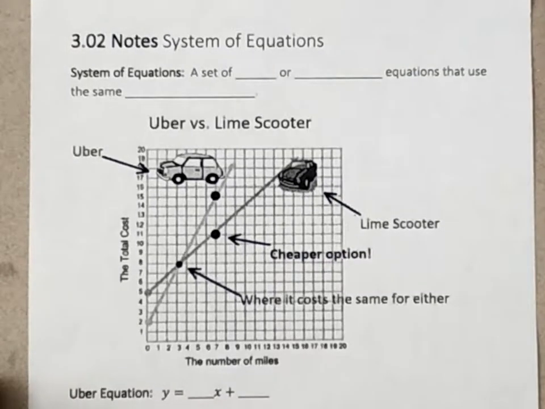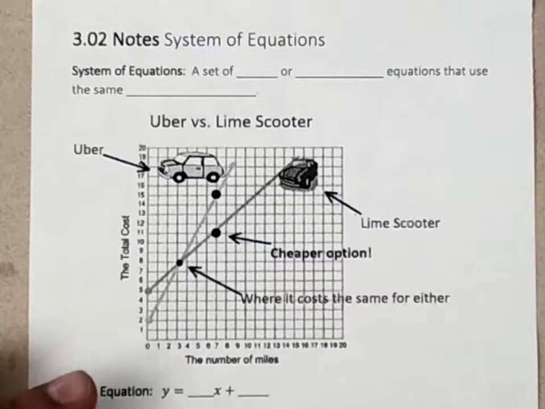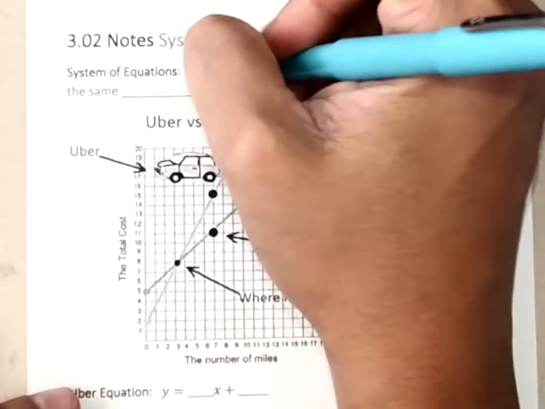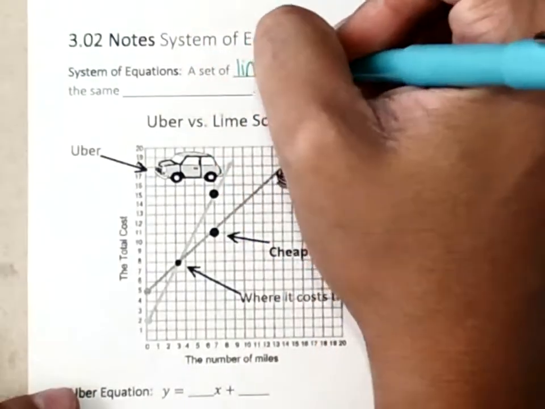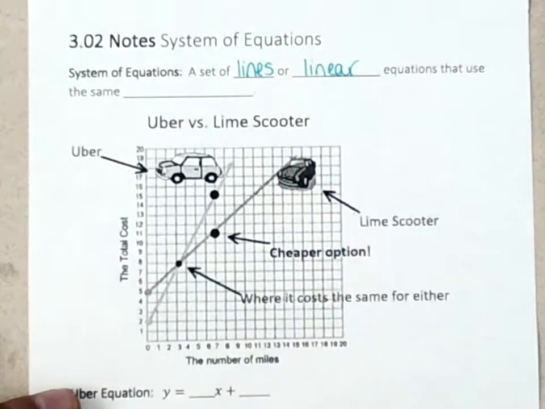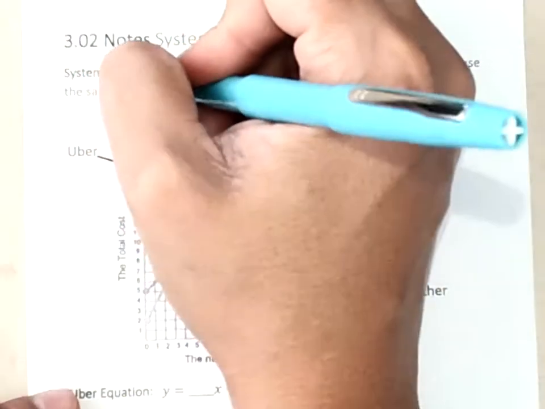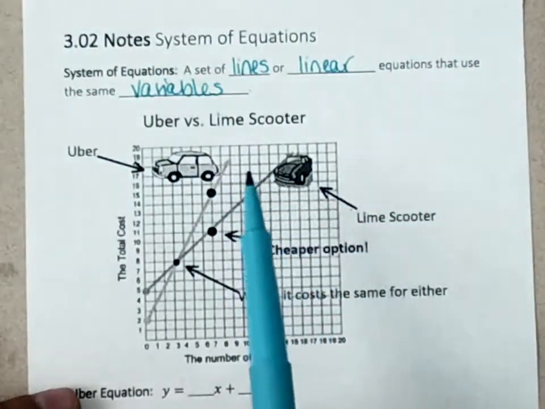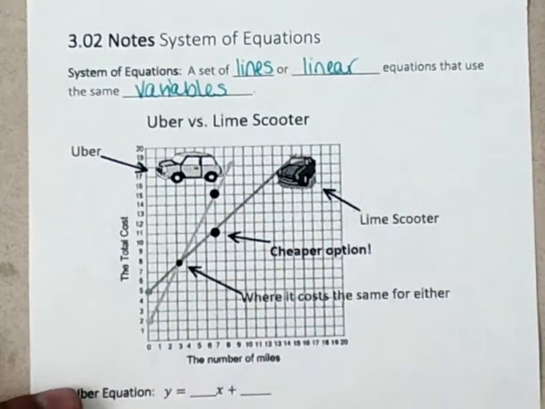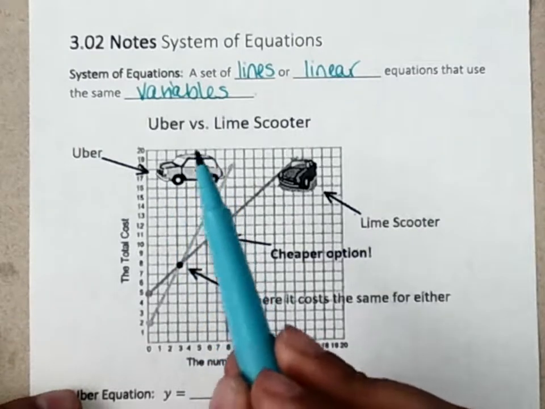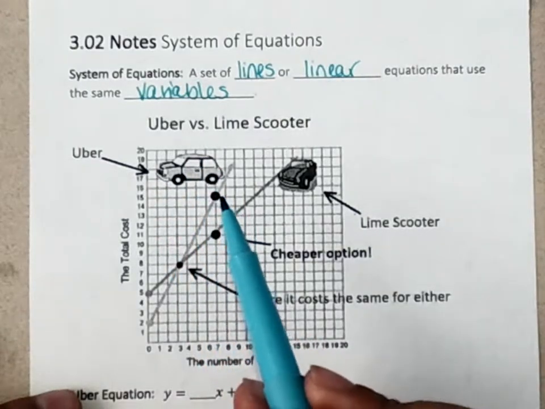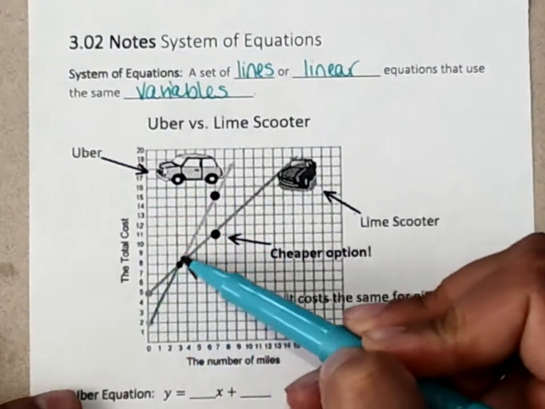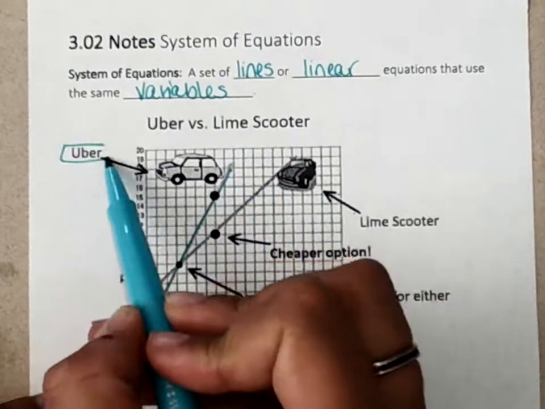In our notes today, we're going to be reviewing systems of equations. A system of equations is a set of lines or linear equations that use the same variables. Down below, we're going to see a graph that compares Uber versus Lime Scooter. Our Uber car is here. The line that represents it is the blue line.